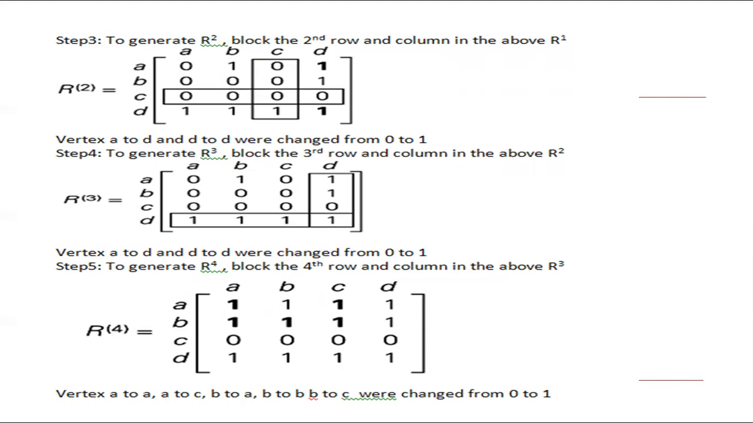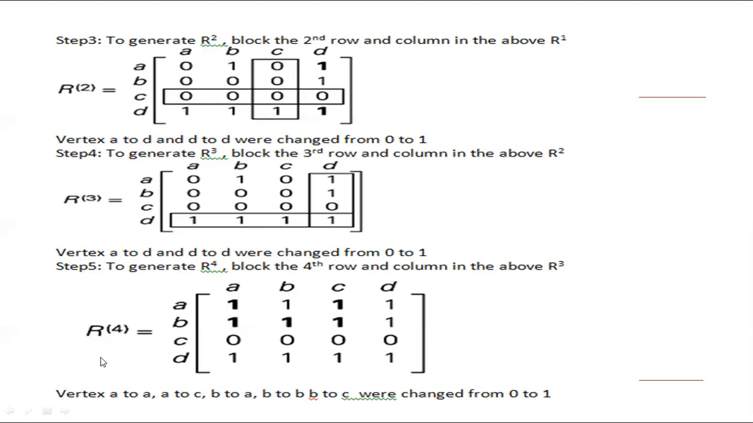Here step 4, generate R cube, block the third row and column in the above R square. So R cube, A to A 0, A to B 1, so this is changed. Clear? So vertex A to D and D to D were changed from 0 to 1. A to D and D to D are changed. Yes or no? A to D, D to D are changed in this example.